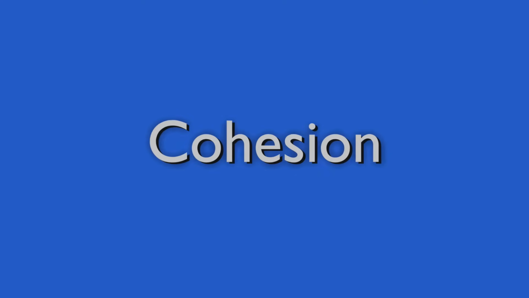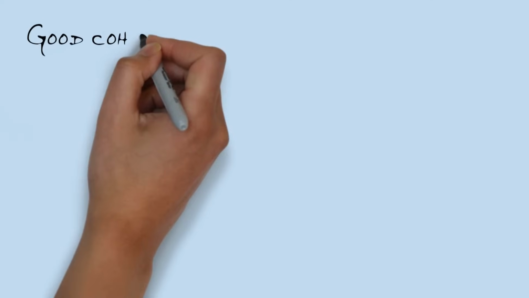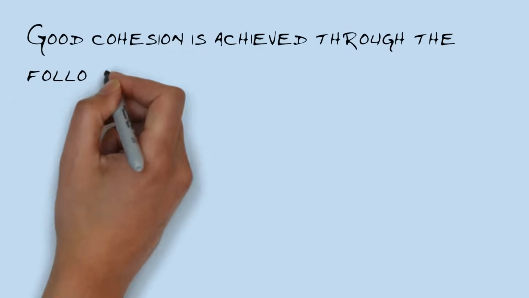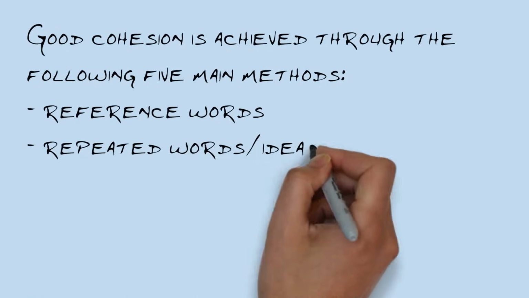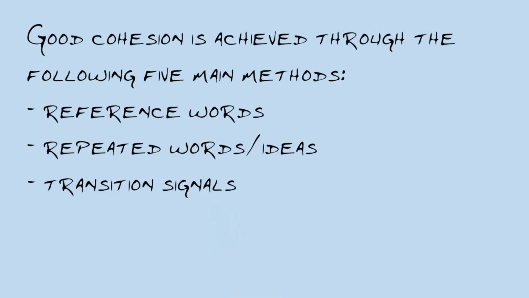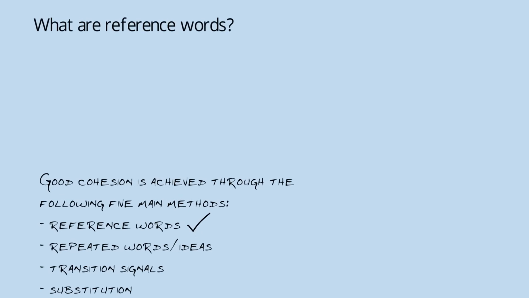Now let's look at cohesion in more detail. Good cohesion is achieved through the following 5 main methods: reference words, repeated words or ideas, transition signals, substitution, and ellipsis. Let's now look at each of these in turn, beginning with reference words.